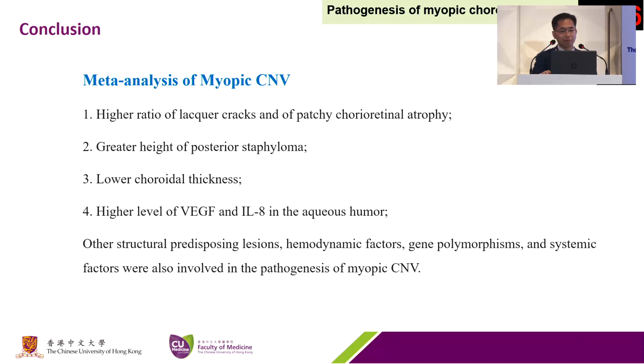So in summary, in our meta-analysis, in a group of patients with myopic CNV and a group of patients with high myopia without myopic CNV, what this meta-analysis from the literature found is there's a higher ratio of lacquer cracks and patchy chorioretinal atrophy, and the posterior staphyloma in those myopic CNV are greater in height, and there is a thinner choroidal thickness, and also there is a higher level of VEGF and interleukin-8 in the aqueous humor. Other structural predisposing lesions, including hemodynamic factors, gene polymorphism, and systemic factors, were also involved in the pathogenesis of myopic CNV.